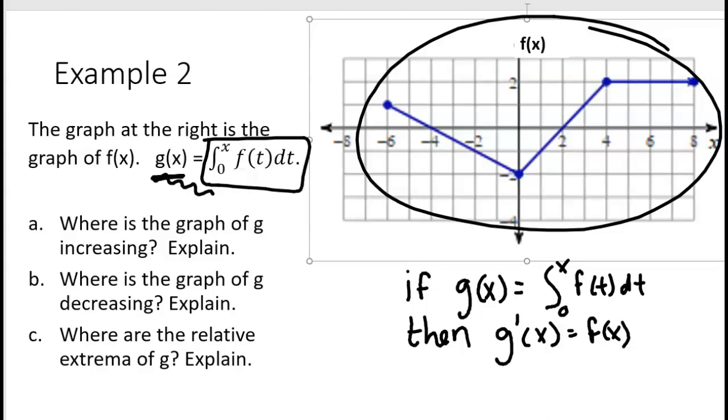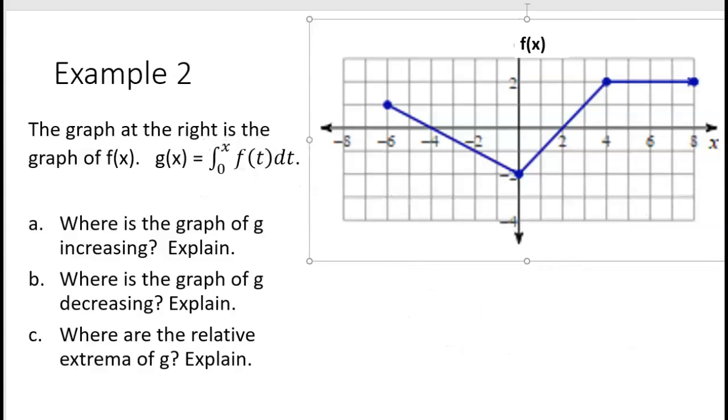Remember back in Unit 5 we talked about graphs of derivatives? Well, we're looking at the graph of a derivative in this case. We're looking at g prime, which is equal to f. So let's keep that in mind. So we know now that f is the same thing as g prime because of the fundamental theorem of calculus. So now the question here is, where is the graph of g increasing?